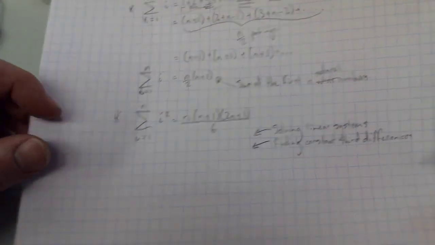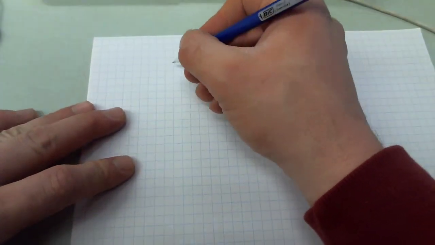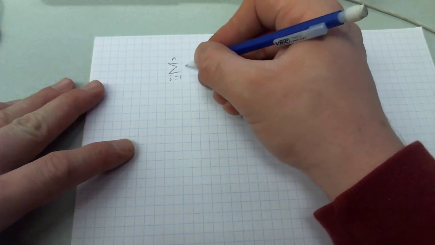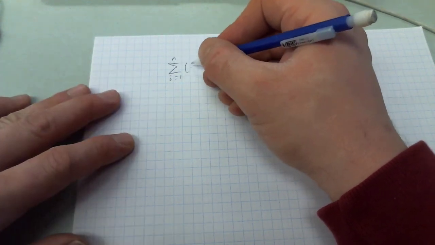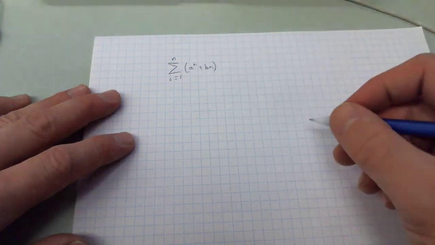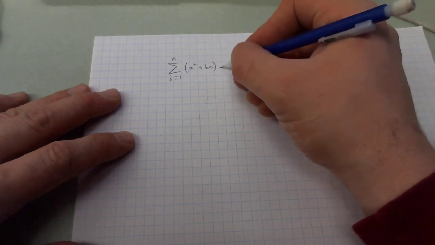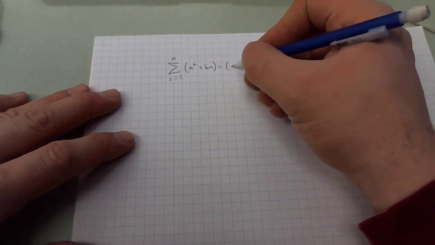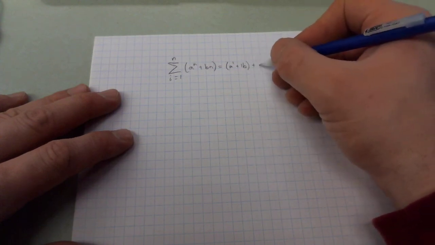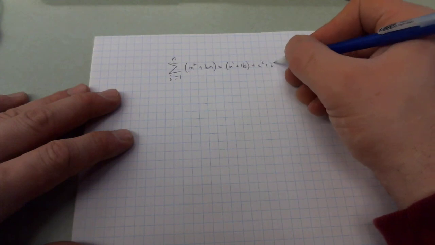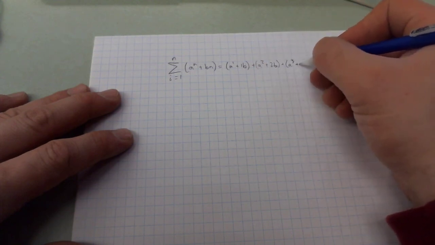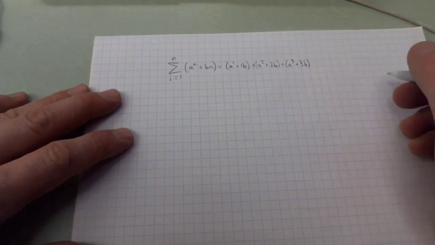Now, just a couple properties about sigma notation. Suppose I have a sum, again from 1 to n, of some set of numbers like a_n plus b_n. Well, this means that I have my first term being a1 plus 1b, my second term being a2 plus 2b, my third term being a3 plus 3b, and so on and so forth.